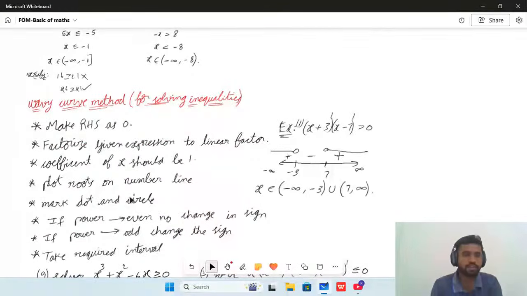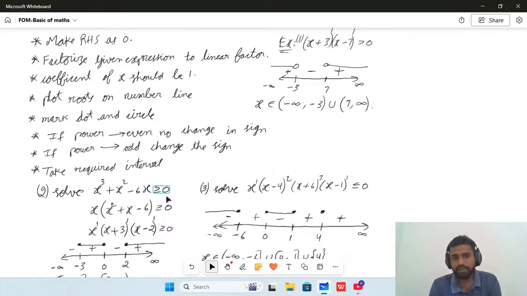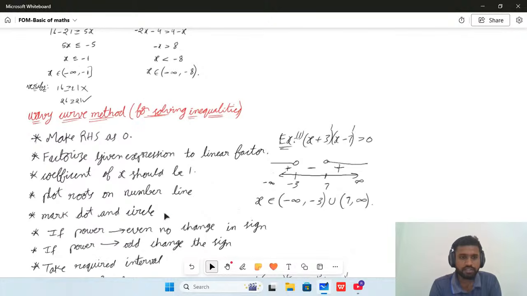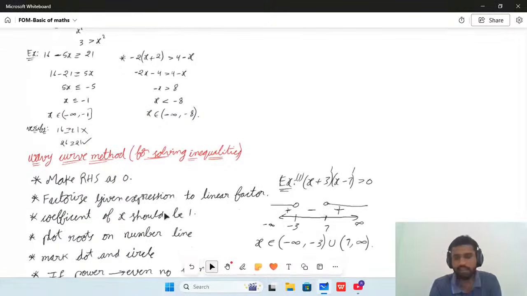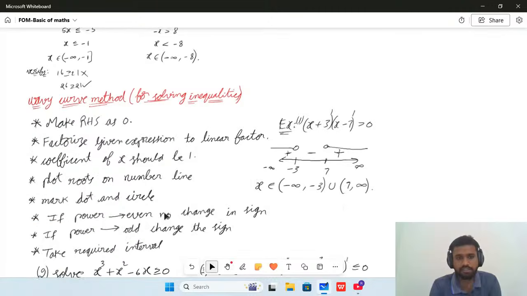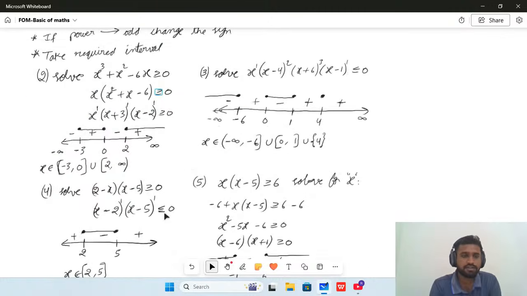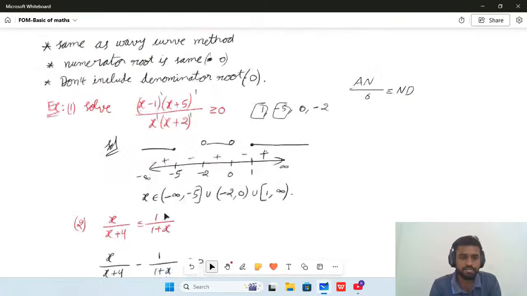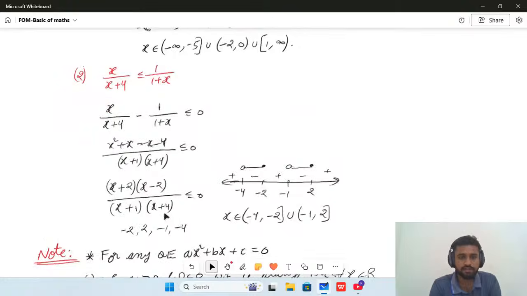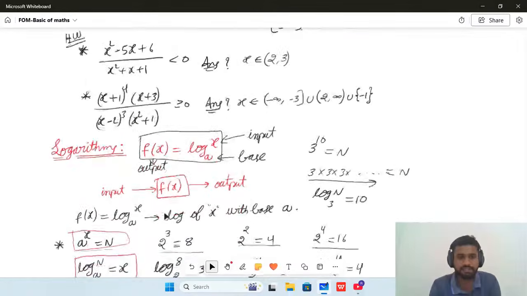So second session we started with the Wavy curve method. Basically we use the Wavy curve method for solving inequalities of linear type, and the rational inequalities also we solve by using this Wavy curve method. So rational inequalities we have completed in second session.